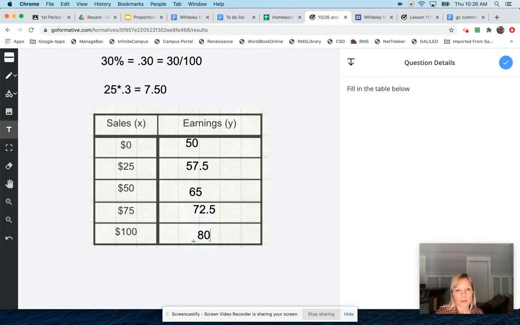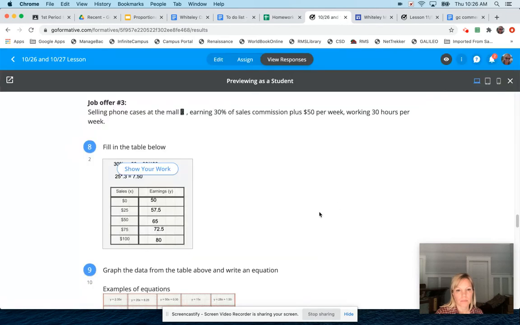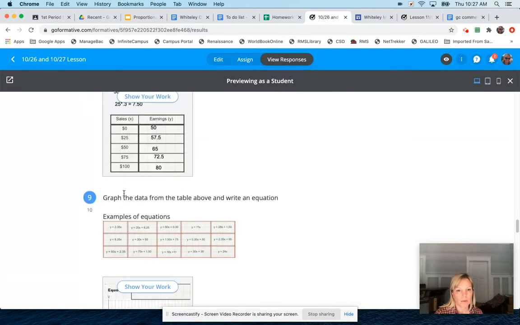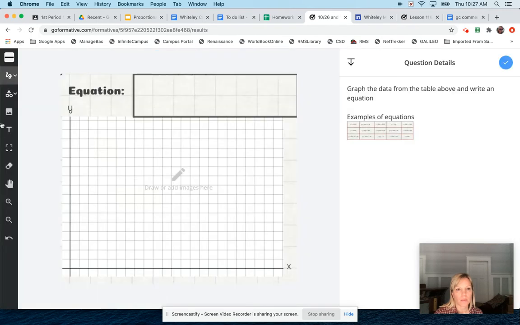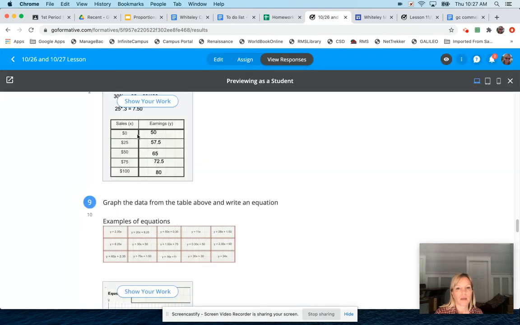So let's graph this. What should I skip by on my X values for my sales? First, I want to make sure that I label it sales on my graph. So at the bottom here, I will label sales. I'll go ahead and put the origin, which is 0, 0. And then let's check it out. I think I'll skip by 25 on my X values.